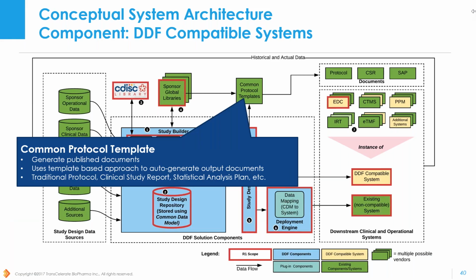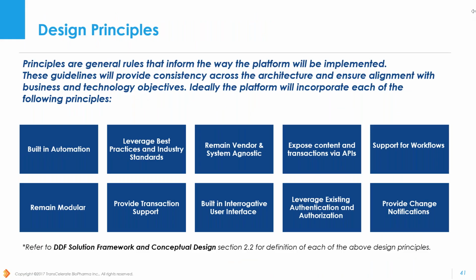And then, as was noted earlier, for the common protocol template, or actually any kind of traditional document that needs to be produced, we want to provide a templating-based approach. Documents such as a traditional protocol, the CSR, the clinical study report, and the SAP, or statistical analysis plan, would all be examples that, if needed, would use this templating-based approach to take data from the machine readable study builder and then convert it and populate the documents when needed. Next slide. Great. So that's an overview of the conceptual architecture.